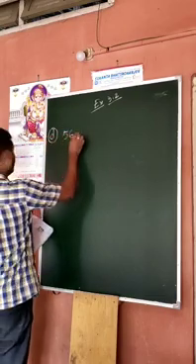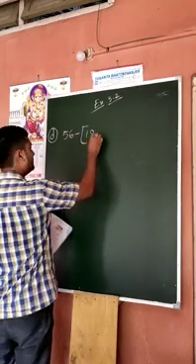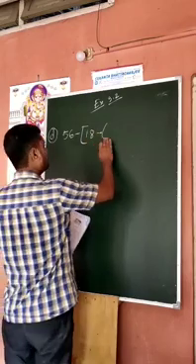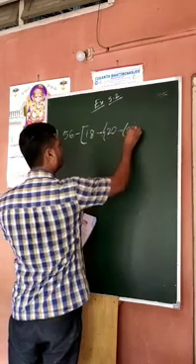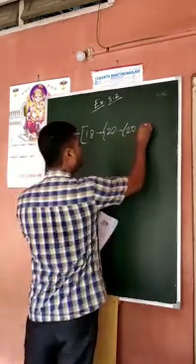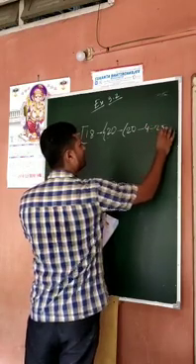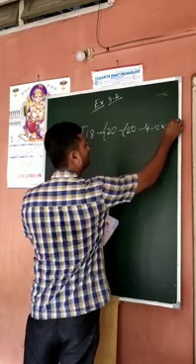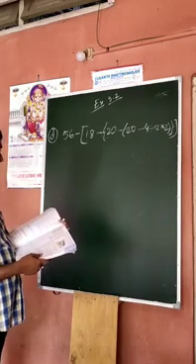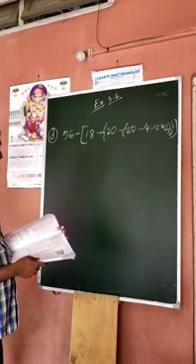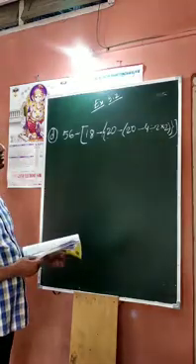56 minus 18 minus 20 minus 20 minus 4 divided by 2 into 2. Okay, so 56 minus third bracket, no, box bracket 18 minus curly bracket 20 minus again small bracket 20 minus 4 divided by 2 into 2.